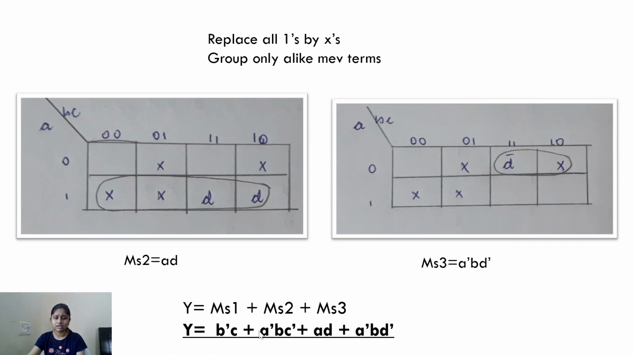So our final answer will be the summation of MS1, MS2 and MS3. So our final expression is B complement C plus A complement B C complement plus AD plus A complement B D complement. This is the simplified Boolean expression. This is the first kind of problem we have.